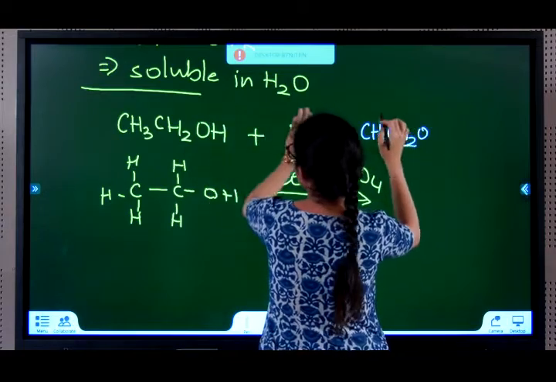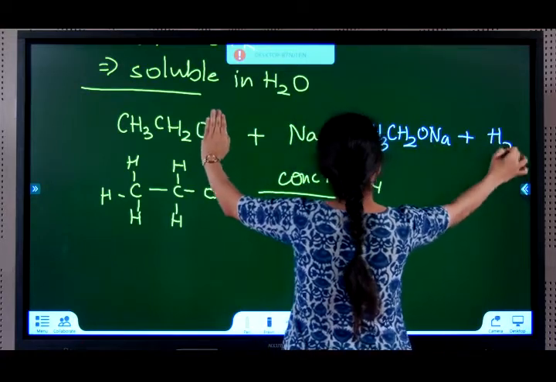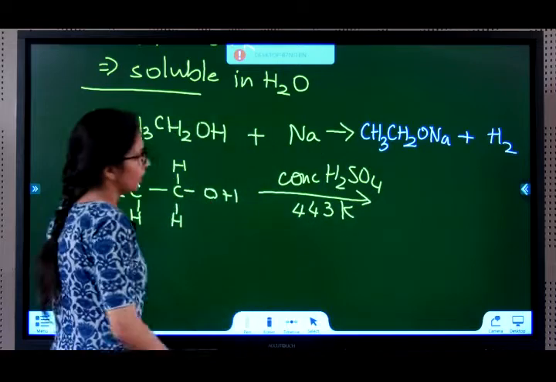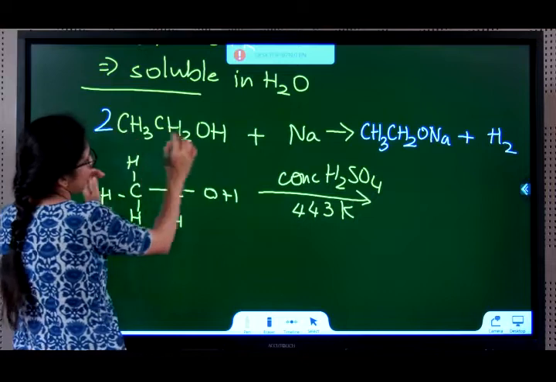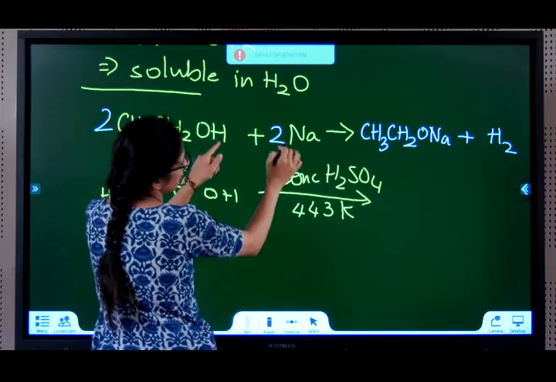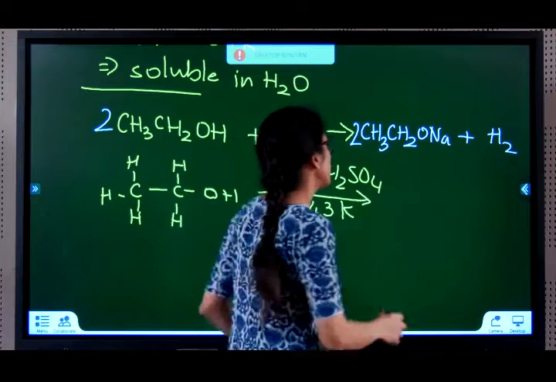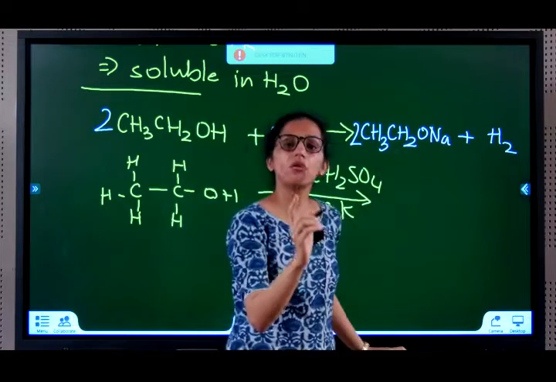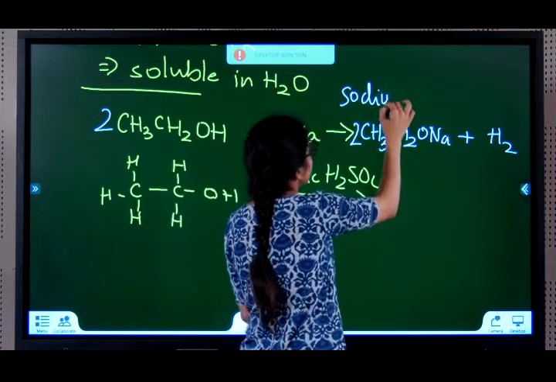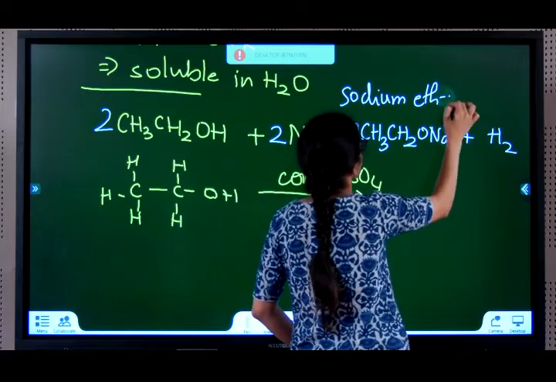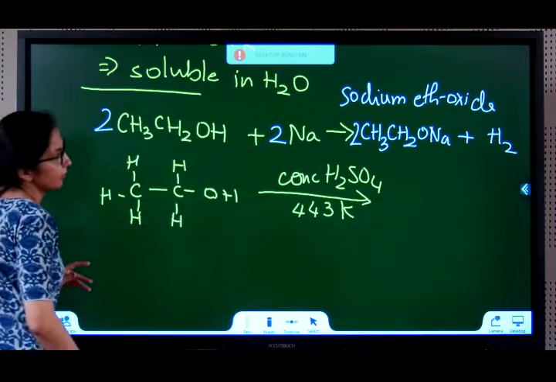CH3CH2O. One sodium goes and sits there. H is liberated along with one more H. So H2. So one ethanol gives one H, so it needs one more ethanol. Each ethanol needs one sodium. So there are two sodiums and there are two ethanols. What is this compound called? This compound is called sodium ethoxide. Sodium ethoxide. Okay. So that was the first activity.